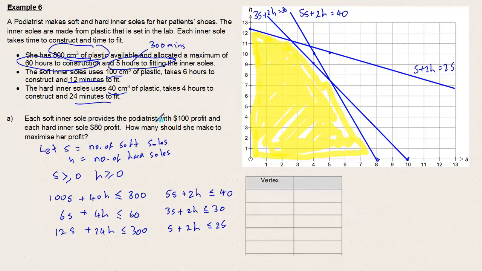Now, each soft sole is 100 profit and a hard one is 80. So our profit function is going to be 100S plus 80H.